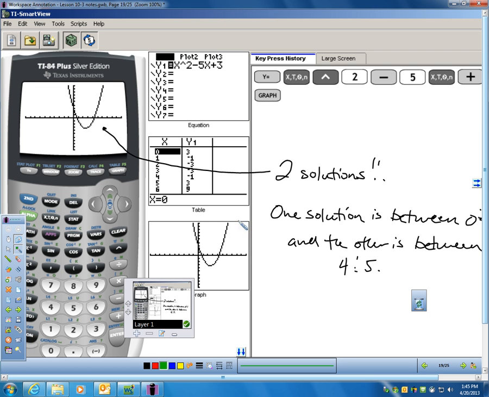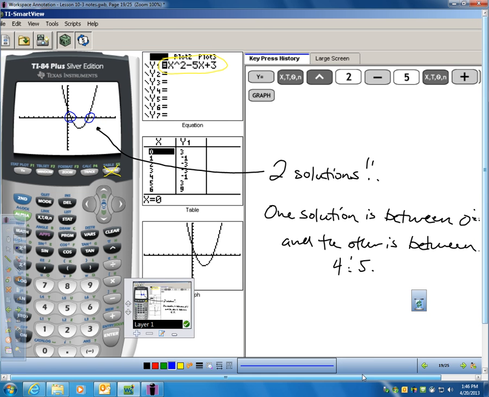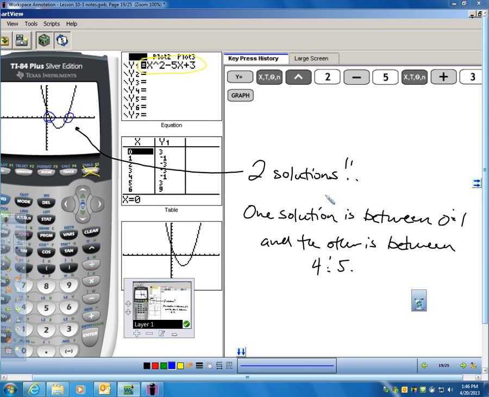Now I'm going to go to my calculator, and you can see up here I typed in x to the second power minus 5x plus 3. Then I hit graph, and I see this graph. It looks like I have a solution between 0 and 1, and it looks like, let me see, 1, 2, 3, 4, another one between 4 and 5. So I've got to find the solutions to the nearest tenth.